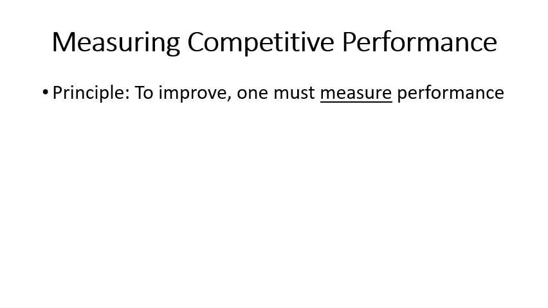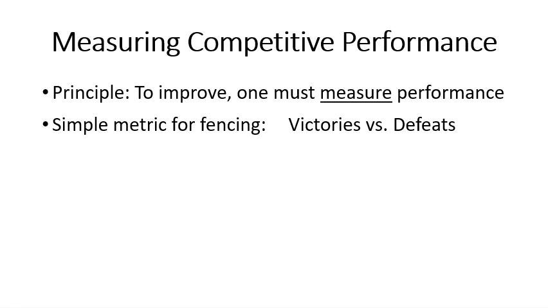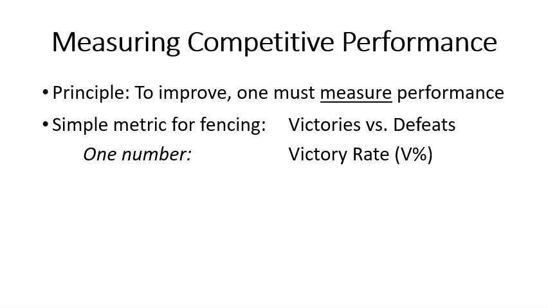A common principle in business, engineering, academics, and sports is that to improve, one must measure performance. Now, a simple metric for fencing and sports in general is to tally victories versus defeats. This information can be boiled down to one number in terms of a victory rate, representing the percentage of bouts which result in victory.